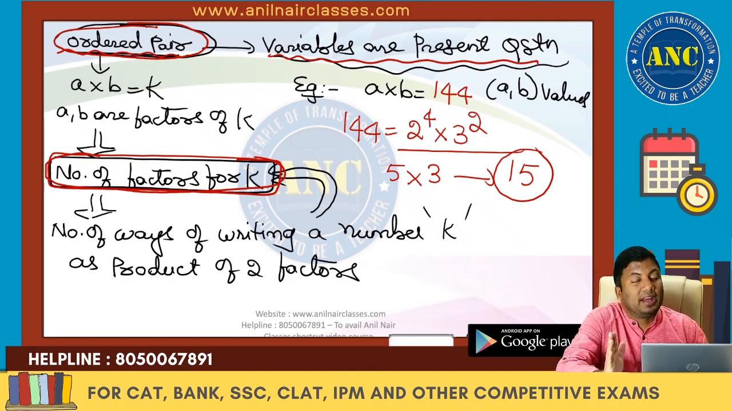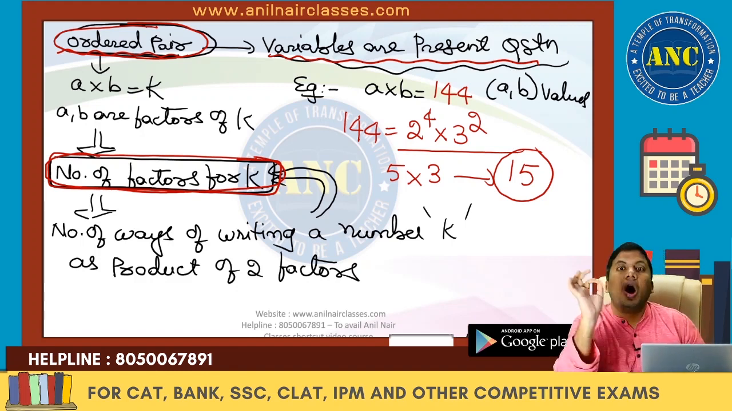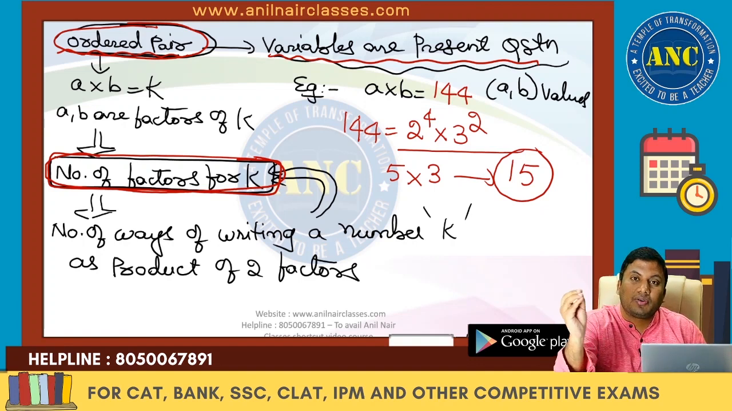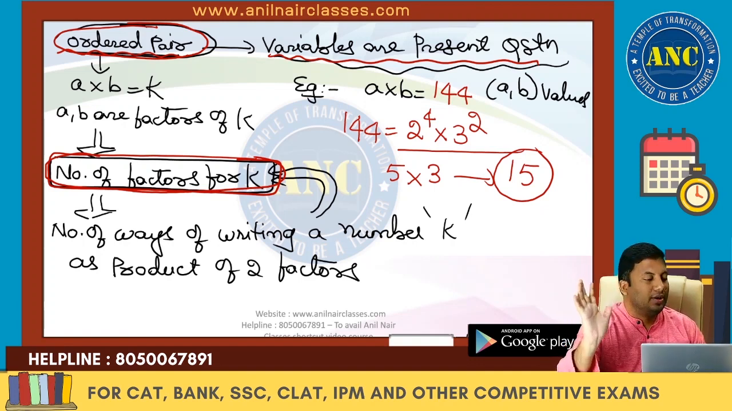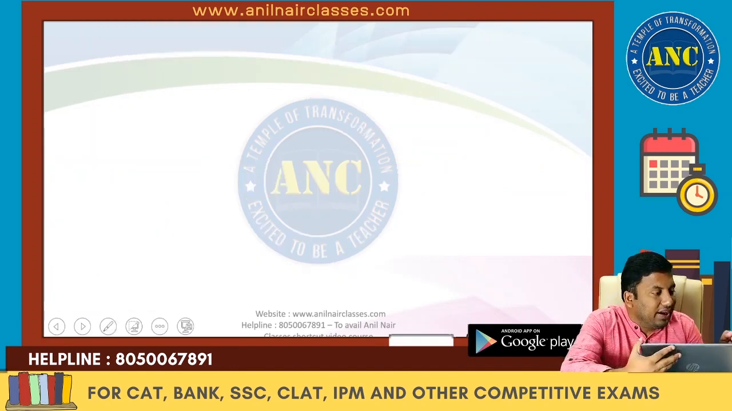Again, I am repeating the important point. Ordered pair is used when the variables are present in the question. In ordered pair, it does not matter whether the number is a perfect square or a non-perfect square. The answer will always be equivalent to the number of factors. You can easily check whether a number is a perfect square if the powers in its prime factorization are even numbers or 0. Now the next case comes: what if it is an unordered pair?